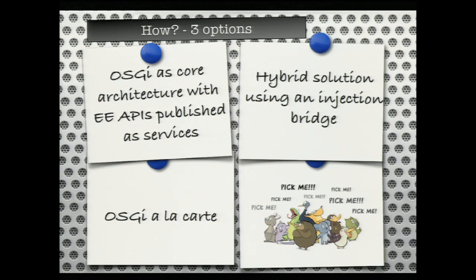So if you have an application which has those two sides, then you're looking for a solution which has Java EE on the one side and OSGi on the other side. And you have to combine them using what I like to call an injection bridge. And we'll show you some examples of how to do that later on.